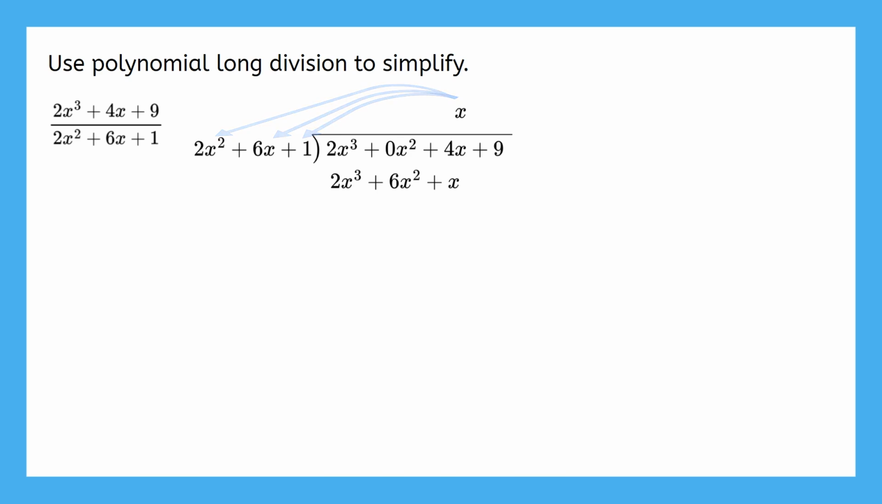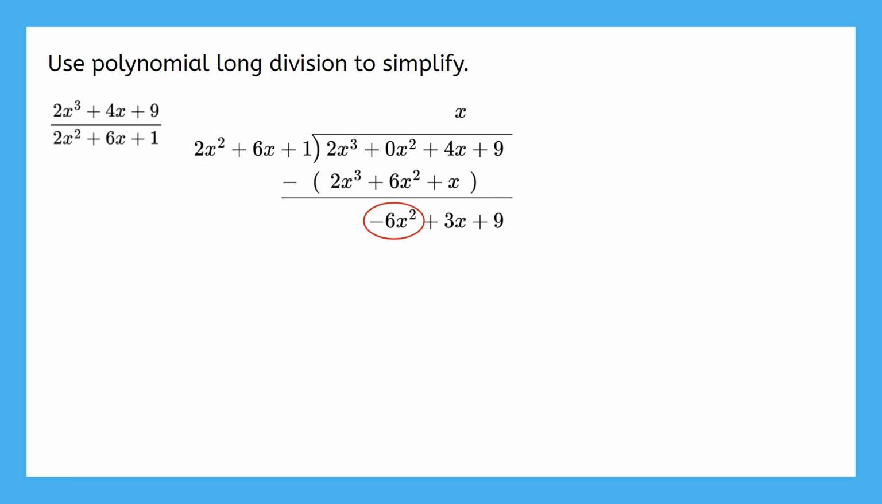Then we subtract. 2x cubed minus 2x cubed cancels out. But 0x squared minus 6x squared is negative 6x squared. And 4x minus x is 3x. Then bring down the next term and do all these steps over again.